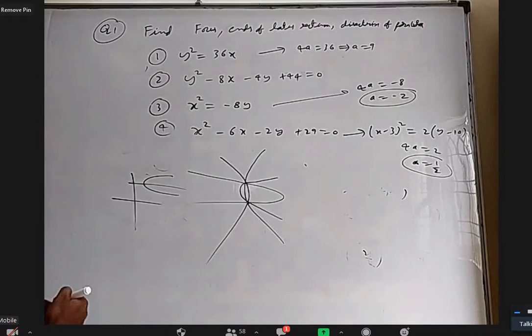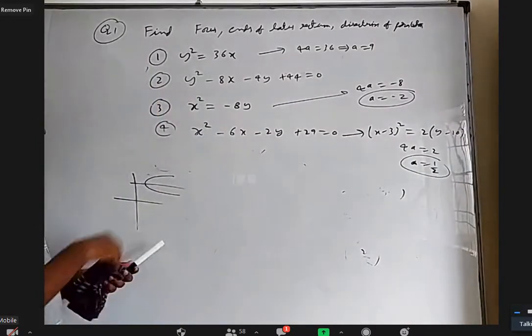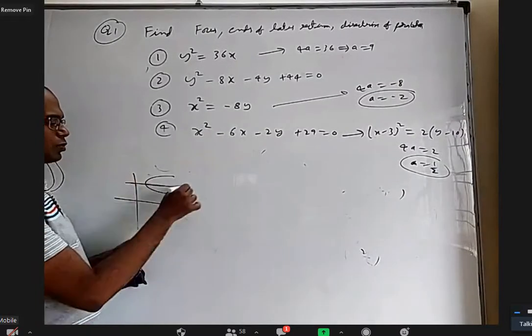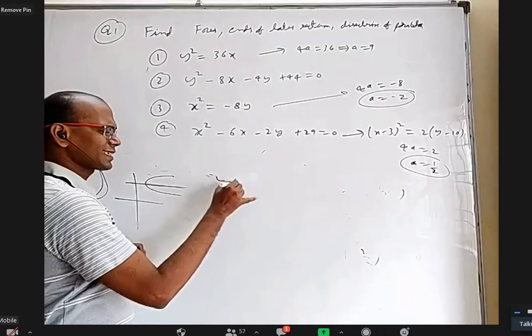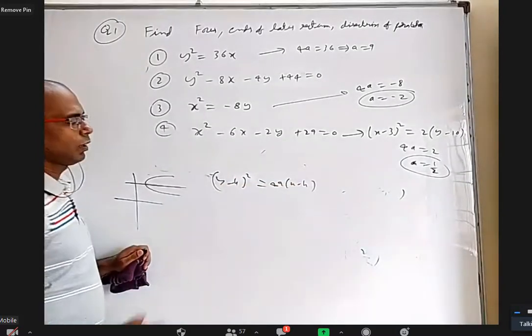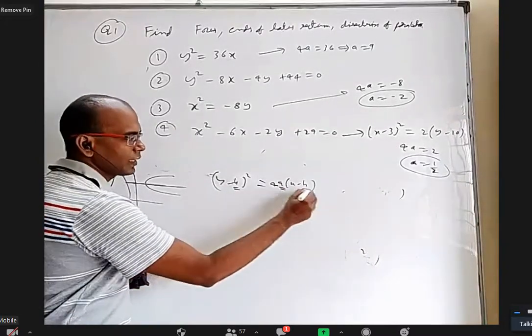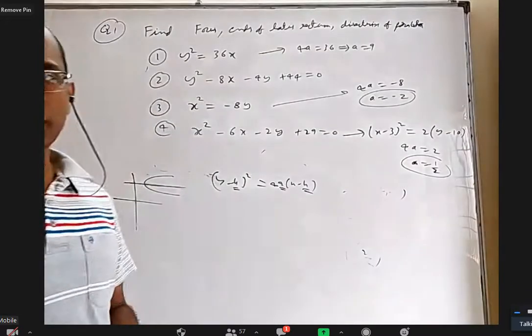3 points, sir. We need to have 3 points. Another way of telling the same thing is any horizontal parabola whose axis is parallel to x-axis will be in the form of y minus k whole square equal to 4a into x minus h. How many unknowns? k, a, and h. 3 unknowns, so we need 3 equations, so we need 3 points. Am I right?